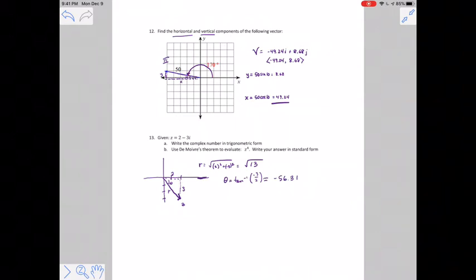And if you didn't want to have a negative angle there, it's fine to have it negative, but if you added 360 to that, negative 56.31 plus 360, there we go. So that would be 303.7.